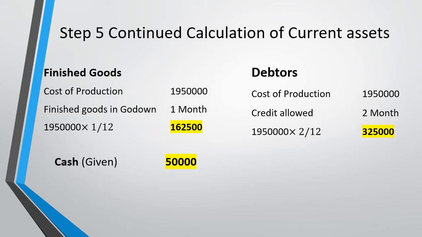So the last concept it is, if you see the additional information, it says that the company requires a cash of rupees 50,000. So I have taken as it is 50,000. So that's how you calculate current assets.